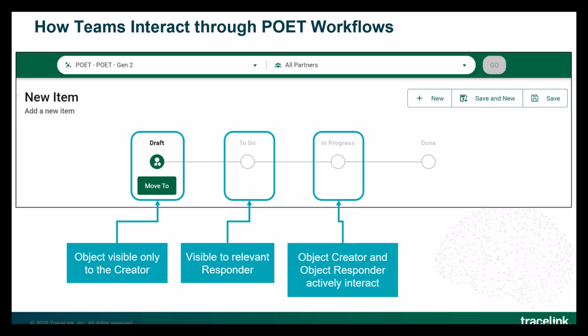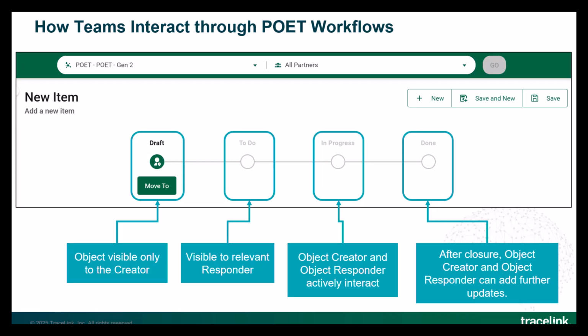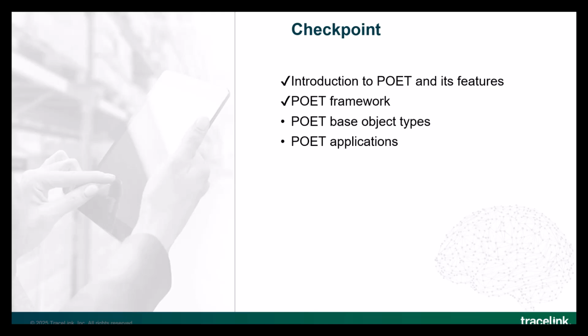When the issue is resolved, the object transitions to the Done state. Even after closure, both the object creator and the object responder can provide further updates to a closed object. Overall, POET workflows ensure clear ownership, stage visibility, and timely collaboration, streamlining how teams work together to resolve issues efficiently. Now on to the POET base object types.